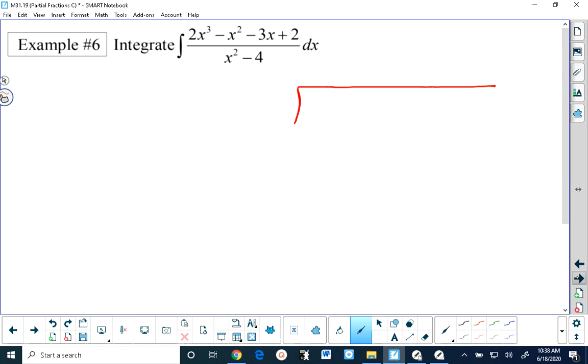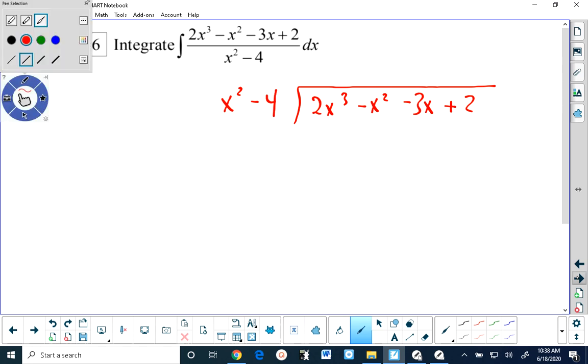Okay, well, our dividend is 2x cubed minus x squared minus 3x plus 2. And our divisor is x squared minus 4. Remember that you are always dividing the highest degree terms when you do the first step of a stage of the long division.